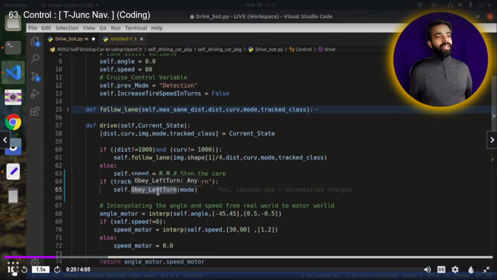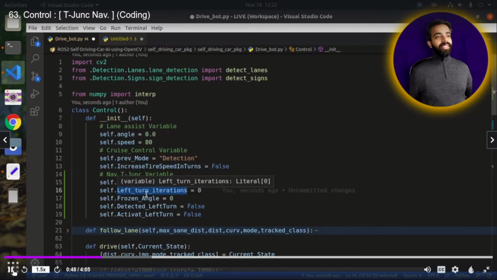Now, this particular function requires a balance of timing and precision turning and also a few constraints. Before we define this particular function, we need to set a few variables. Those variables will be set inside the initialization function of the control class. These are the previous mode left turn, indicating the previous mode of the left turn procedure, that is detection. Then we have the left turn iterations, indicating the duration that the left turn procedure has run. Then we have the frozen angle, indicating that the angle has been frozen for this left turn procedure. Then we have the detected and activated, the two states that the left turn procedure can be in.